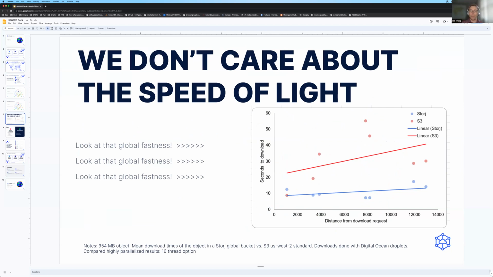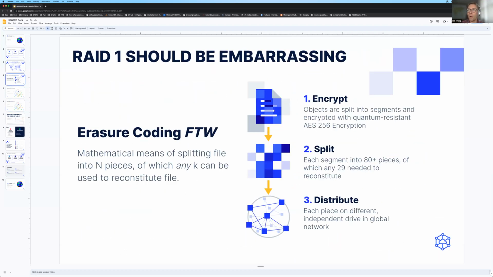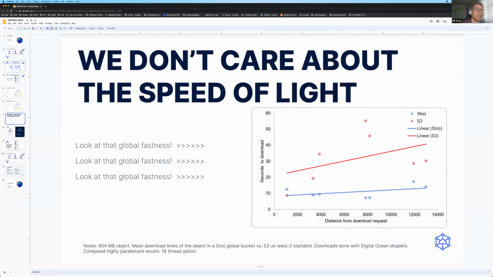The great part about having a globally distributed network is we don't care about the speed of light, right? If you were storing your data on Amazon or something, you'd have to worry about which data center, which region to put it in. We're globally consistent in the speed that you get your data. So you can upload your data in New York and download it in Tokyo, and it's basically the same speed. That's a really cool feature of the network: not only are we faster for large files than the S3s and Google Clouds of the world, but we're faster everywhere. So you don't end up making all those copies, right? RAID 1 should be embarrassing. We don't want to make full copies of our data.